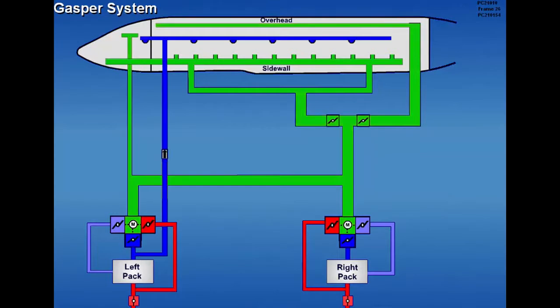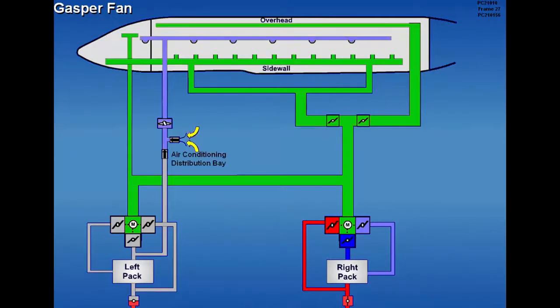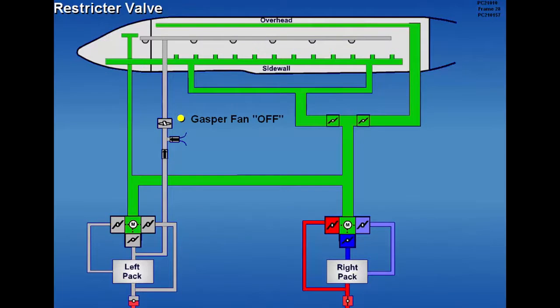A Gasper system draws cold air from the left pack air mix valve and distributes it to individual outlets in the cockpit and passenger cabin. A Gasper fan augments cold air distribution from the left pack to the individual outlets within the cockpit and cabin. With the left pack off, the fan draws air from the air conditioning distribution bay. With the Gasper fan off, air to the Gasper system is available from the cockpit air conditioning duct through a restrictor valve.